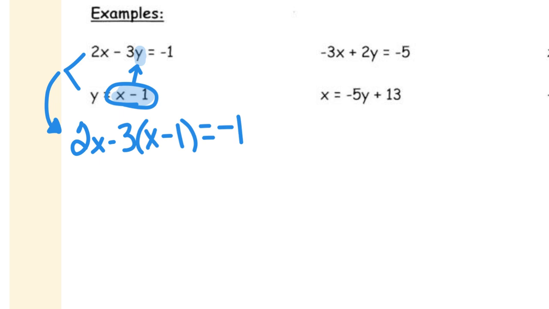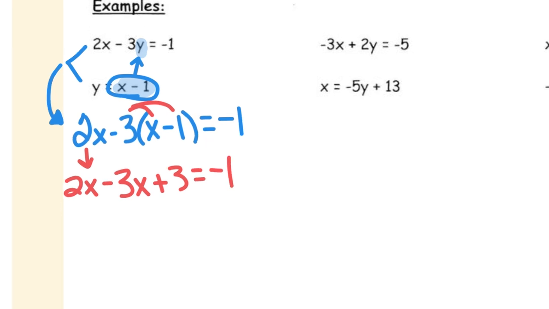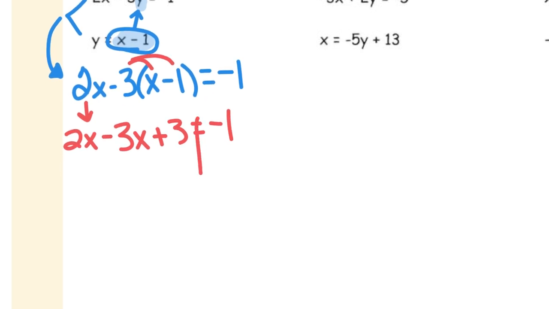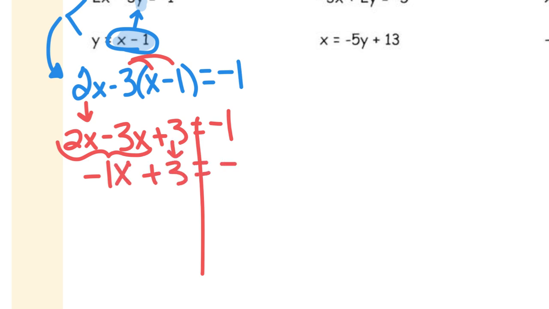Step 1, we have a parentheses. What do we do? We distribute. We're going to bring our 2x down. Negative 3 times x is negative 3x. What's a negative 3 times a negative 1? Positive 3 equals negative 1. We've distributed. Do we need to collect like terms? Yes, these are on the same side. Be careful. We do not change our signs when we collect like terms. 2x's minus 3x's is negative 1x. Good. Bring down your 3 equals negative 1.